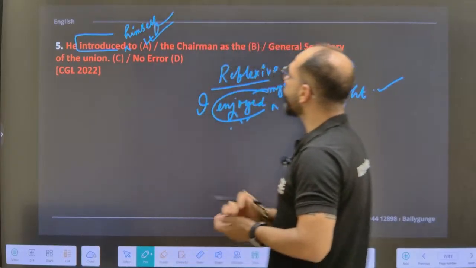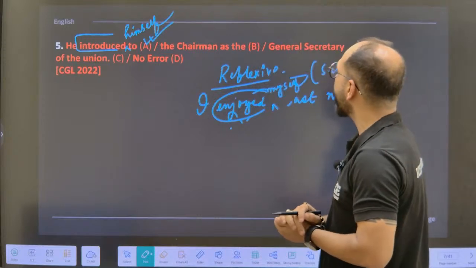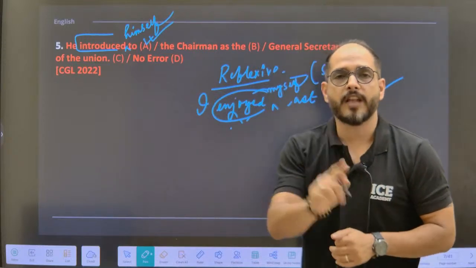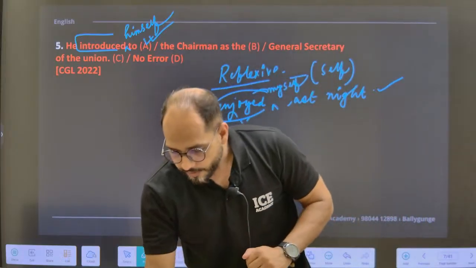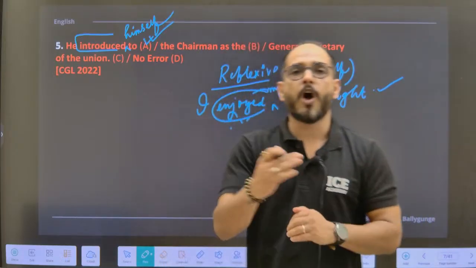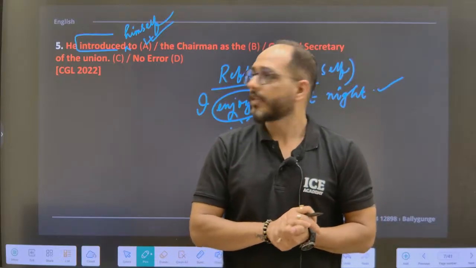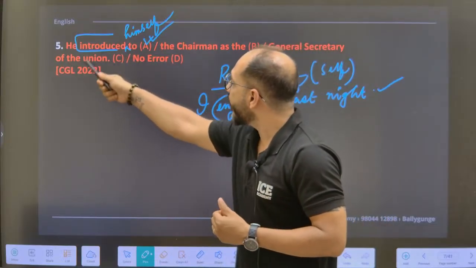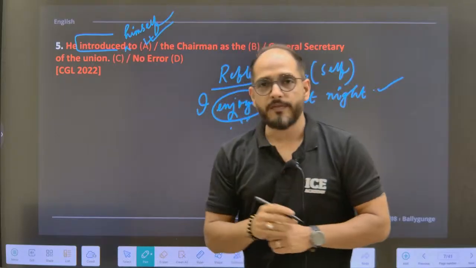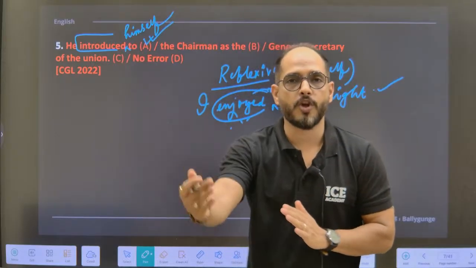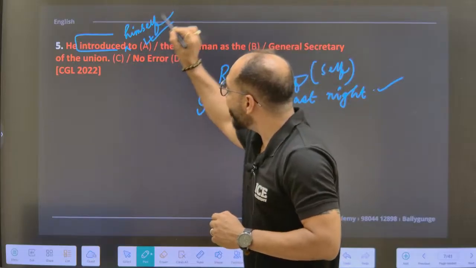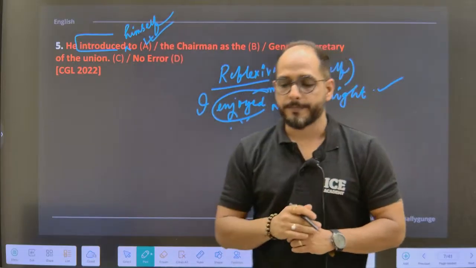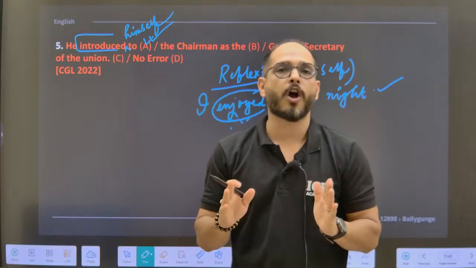He introduced himself to the chairman as the General Secretary of the Union. Now the sentence becomes correct. Now you may also ask a question: sir, can we write "he introduced myself" or "he introduced yourself"? That means, can we add any reflexive pronoun here? The answer is no, you cannot.